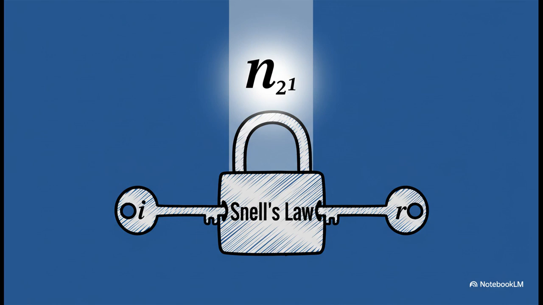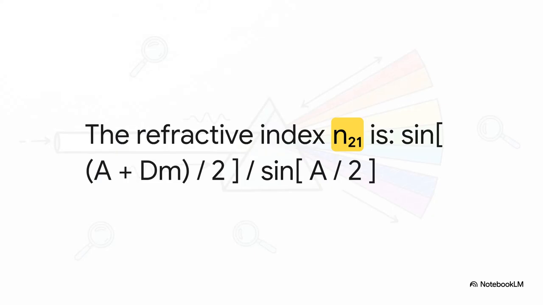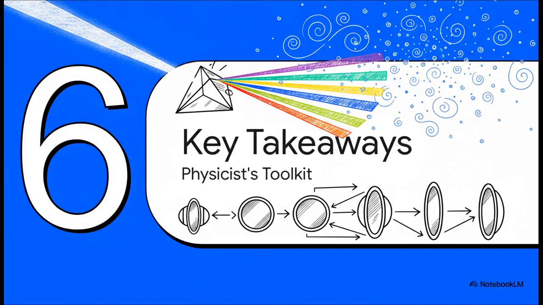Because now we can use these to calculate the single most important property of the glass the prism is made of. Its refractive index. And here it is, the moment we've been waiting for, the prism formula. The refractive index, which we call n21, equals the sine of (A plus Dm) divided by 2, all of that over the sine of A divided by 2. This is huge. This formula lets us figure out a fundamental property of the material itself just by measuring a few angles.